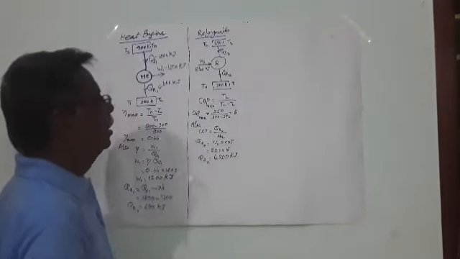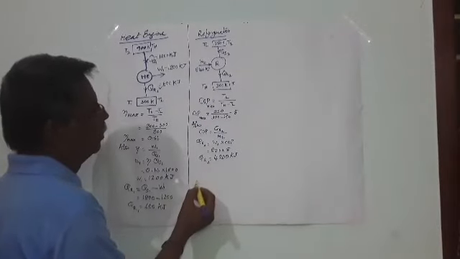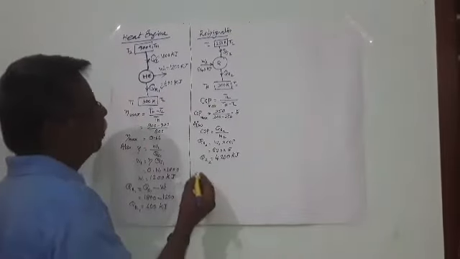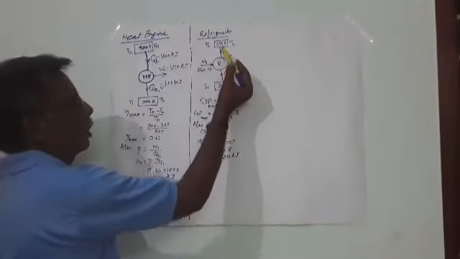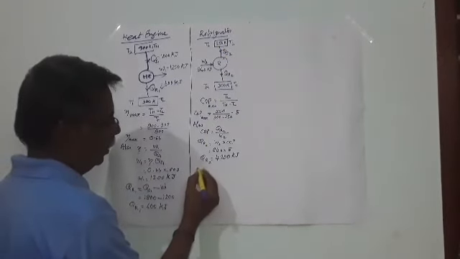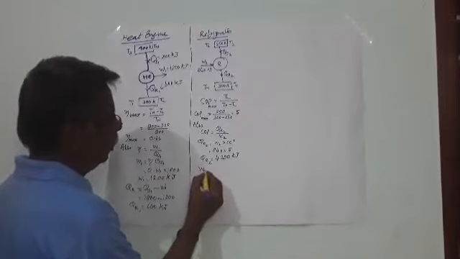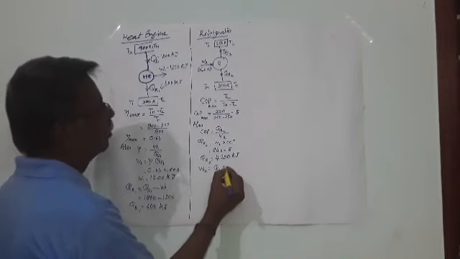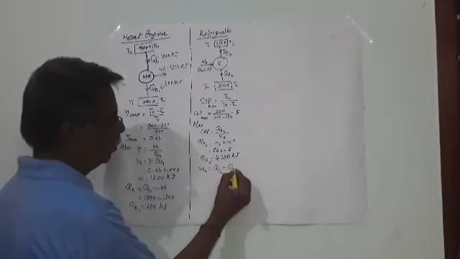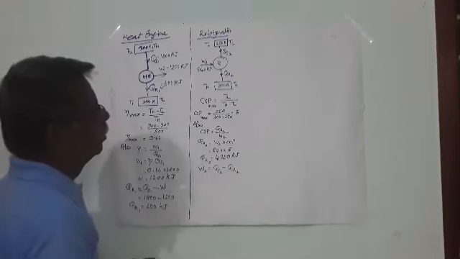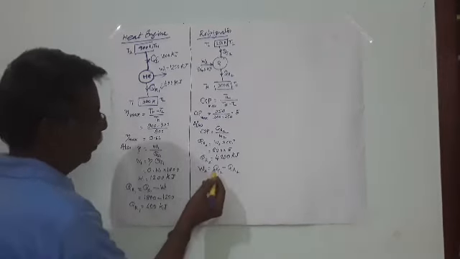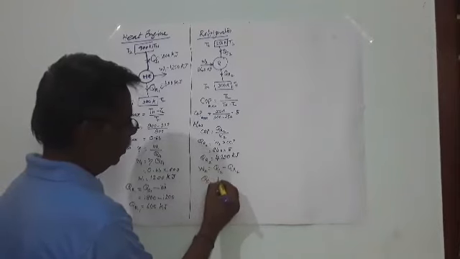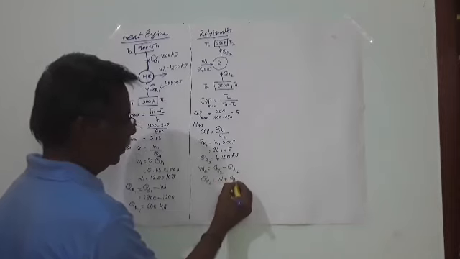Now let us find out the heat extracted from the low temperature body. We have W2 is equal to the difference, QS2 minus QR2. So from this, QS2 is equal to W plus QR2.